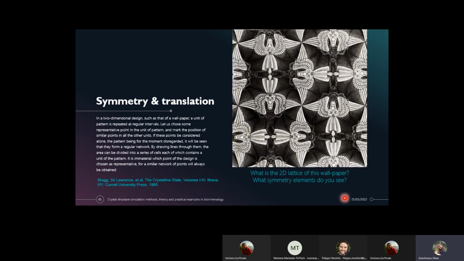Let's take this example. This is in the 2-dimensional case. What is the 2-dimensional lattice of this wallpaper taken from Escher? Some of you, would you like to try to give me an answer to this question? What symmetry elements do you see here?